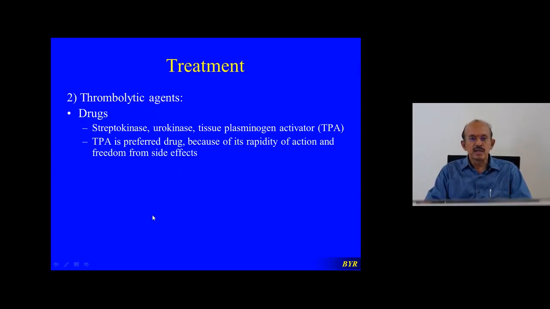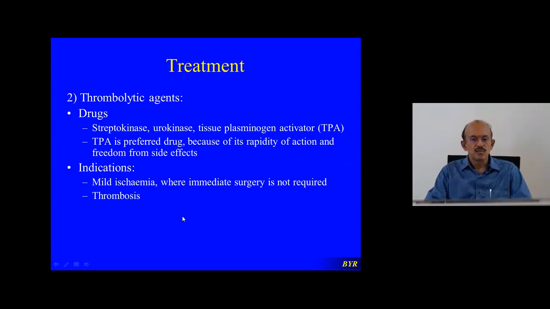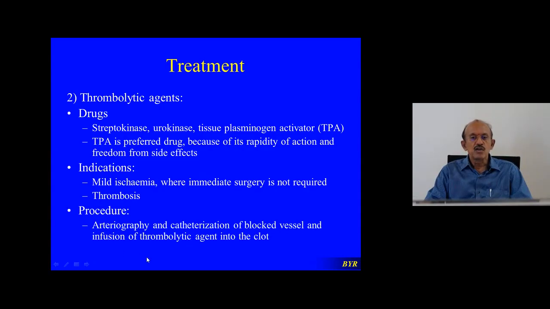Tissue plasminogen activator, called TPA, is the preferred drug because of its rapidity of action and freedom from side effects. Indications: mild ischemia where immediate surgery is not required. In case of thrombosis, the procedure is arteriography and catheterization of the blocked vessel and infusion of the thrombolytic agent into the clot. That means the TPA has to be instilled at the place where the clot is present. So how to reach there?